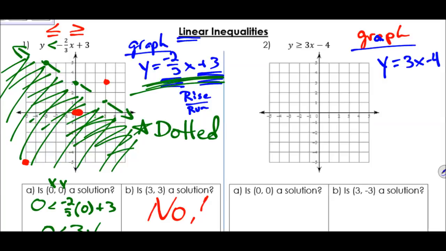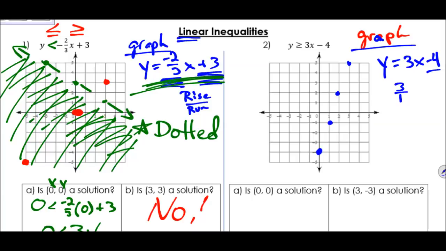So I have a y-intercept of negative 4 and a slope of 3. That's a rise and run of 3 over 1. So from that original spot, I'm going up 3 and over 1, up 3 over 1, up 3 over 1.